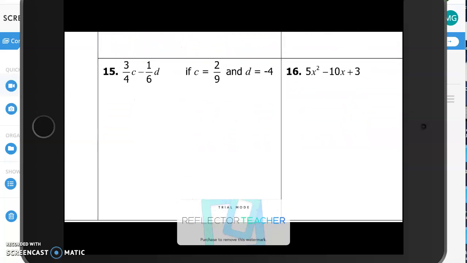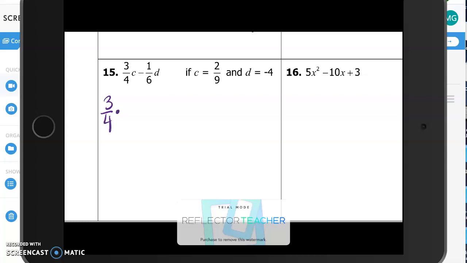And then finally 15 with our fractions. 3/4 times 2/9 minus 1/6 times -4. And if you really want, you could do -4 over 1 if you want to see it as a fraction. So we're going to do 3/4 times 2/9, and that should give you 1 over 6.